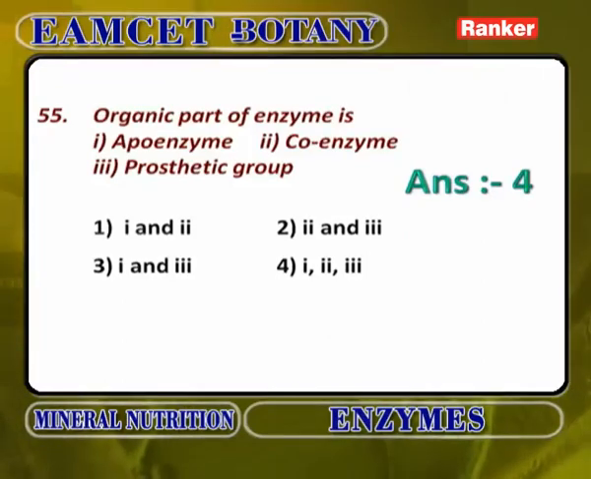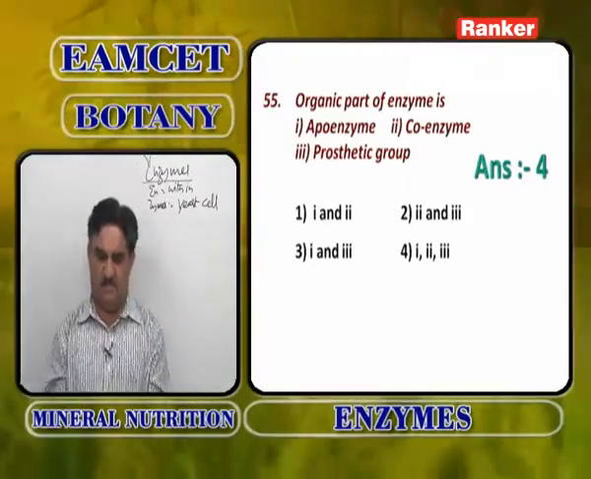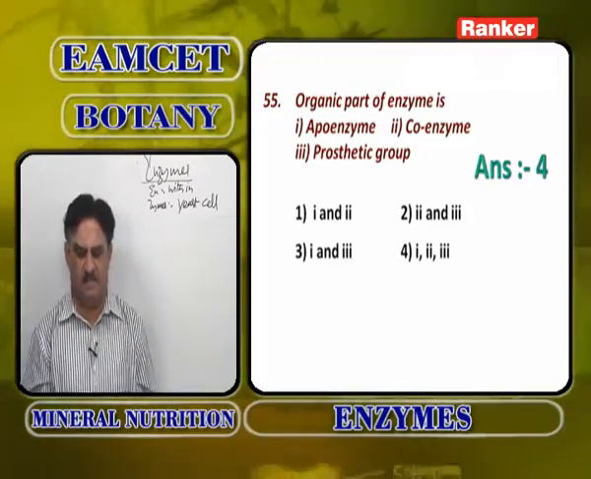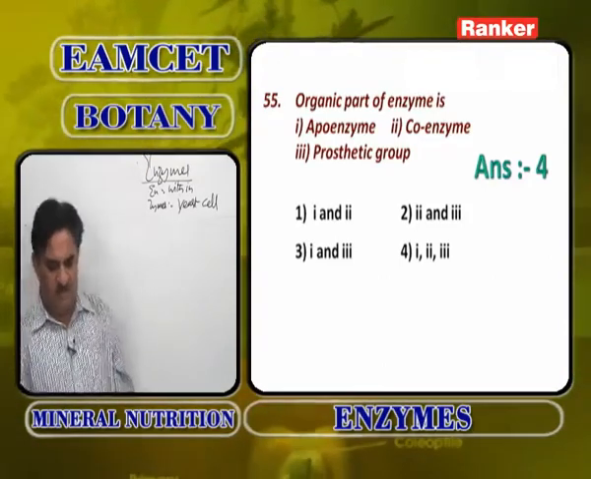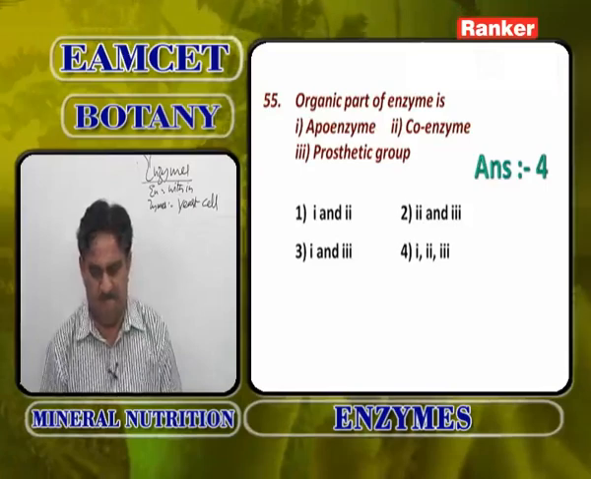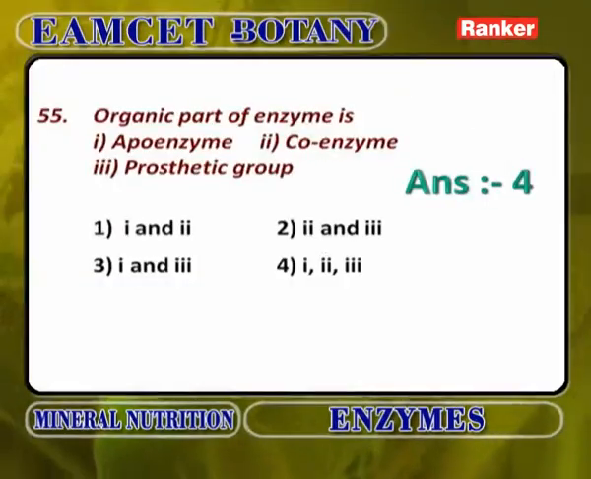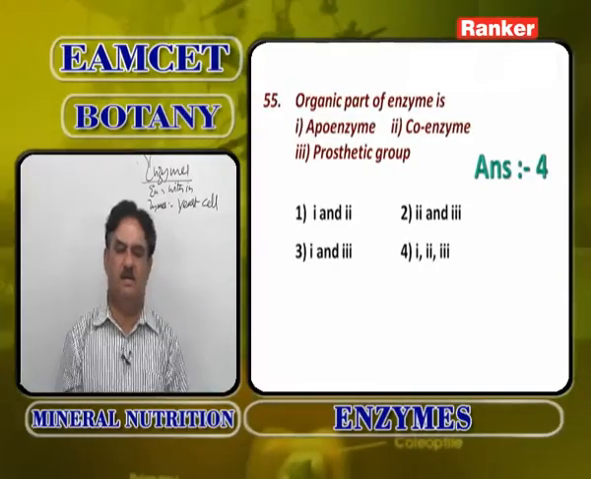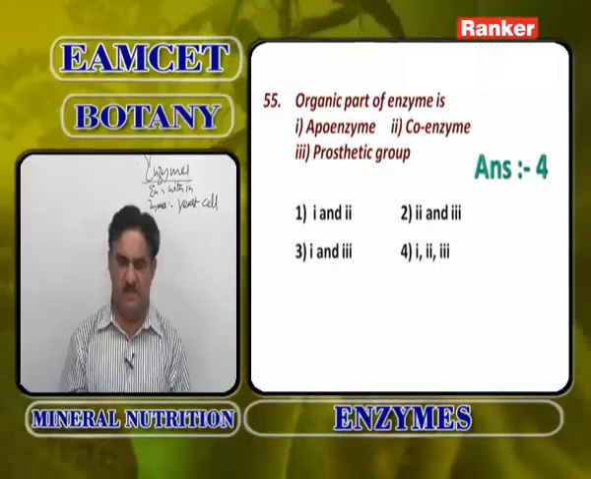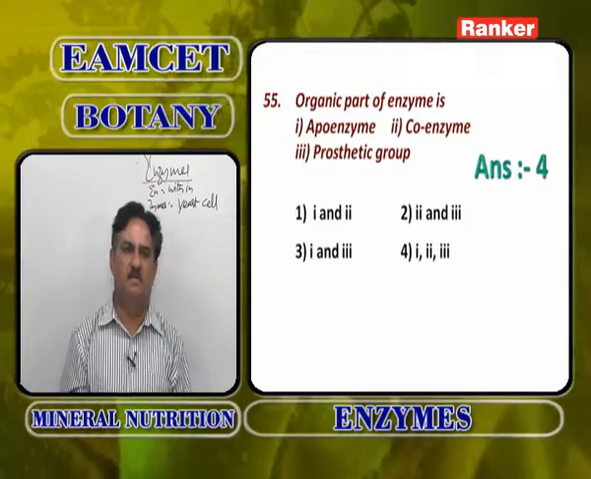Organic part of enzyme is... Protein is also an organic part, so apoenzyme. Definitely the organic part which is loosely attached to the apoenzyme is coenzyme. The organic part which is very tightly attached to the apoenzyme is prosthetic group. So, the organic part of an enzyme is apoenzyme, coenzyme, prosthetic group.